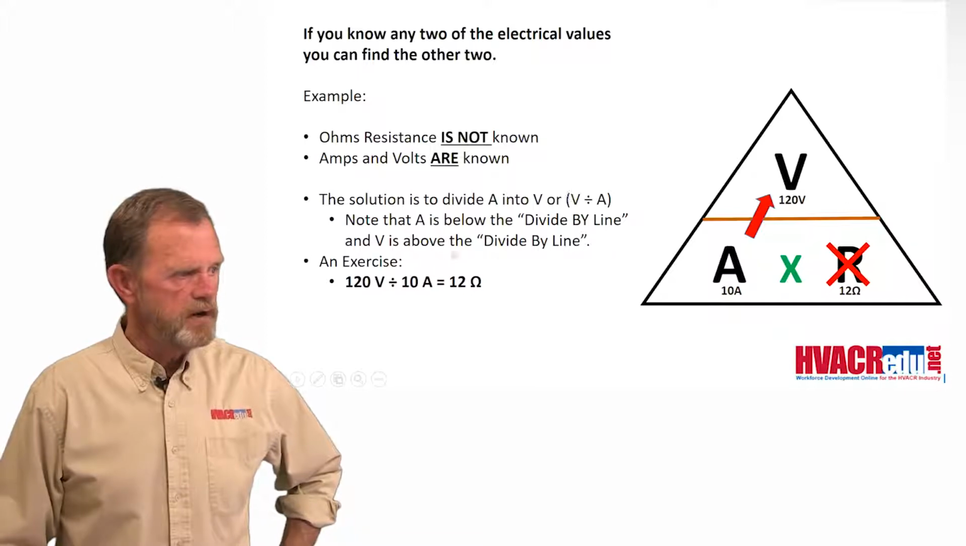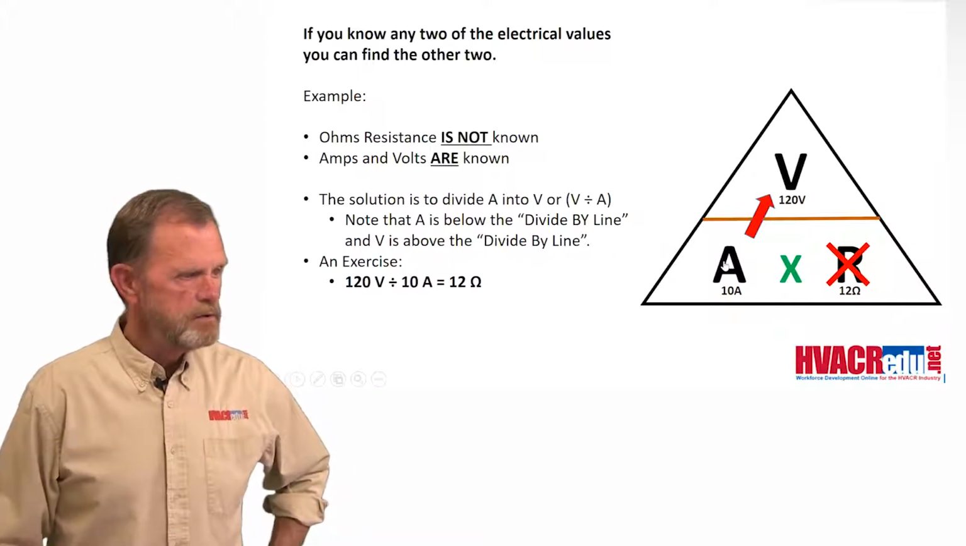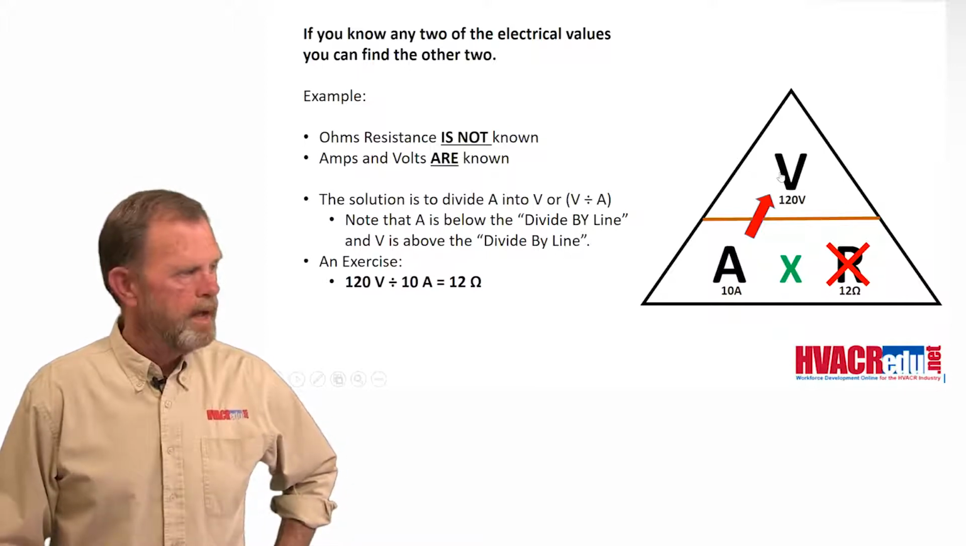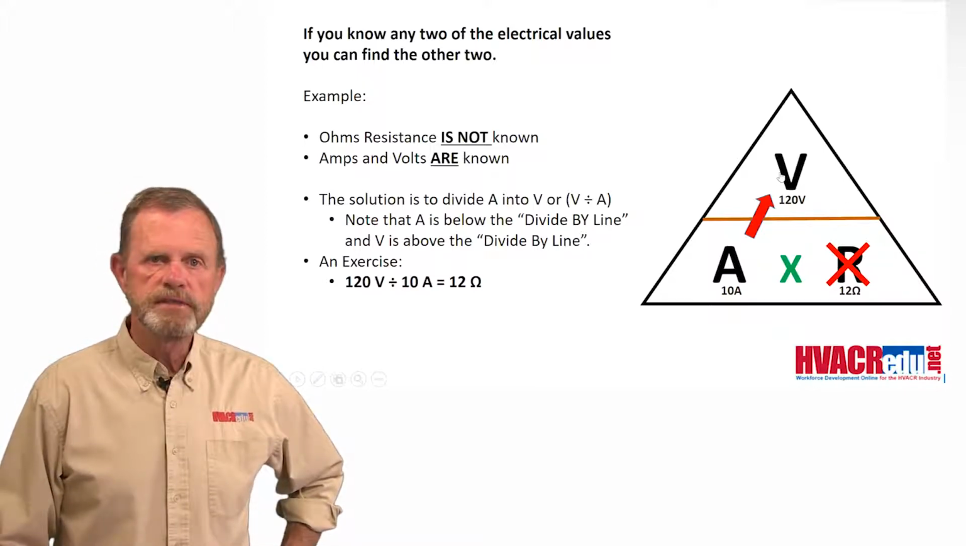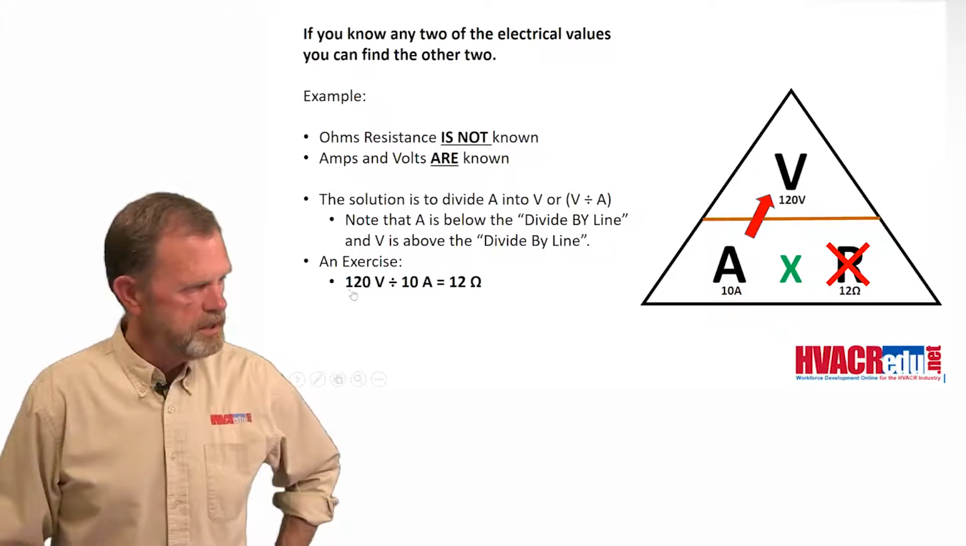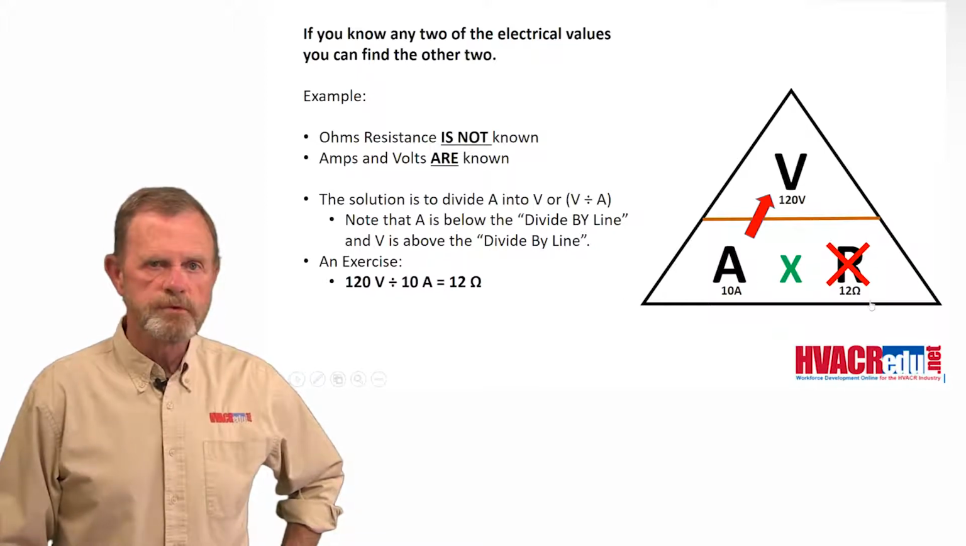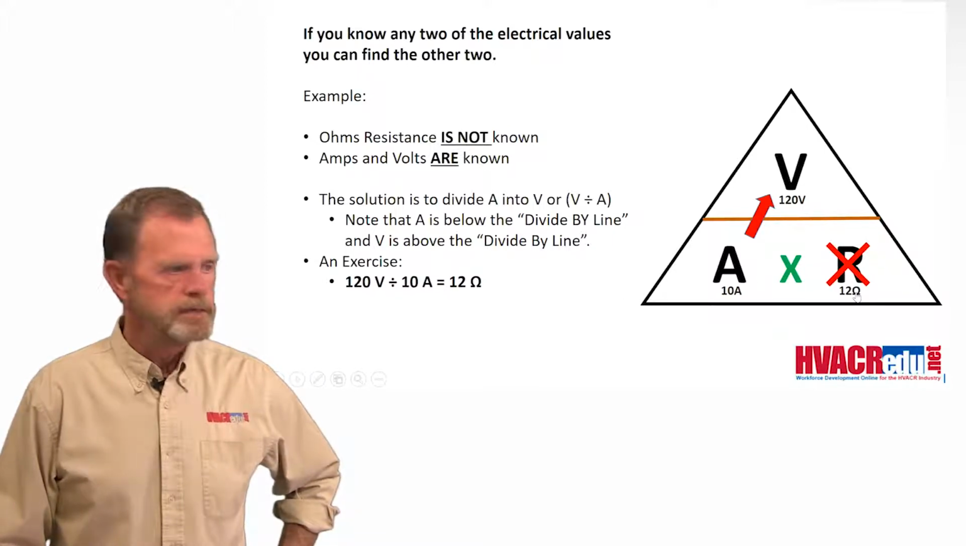The solution is to divide amps, down here it's 10 amps, into volts, 120 volts, and that will give you the resistance in ohms. You can see here, I did the division, 120 volts divided by 10 amps, and this would be 12 ohms resistance. There you go, just like that.